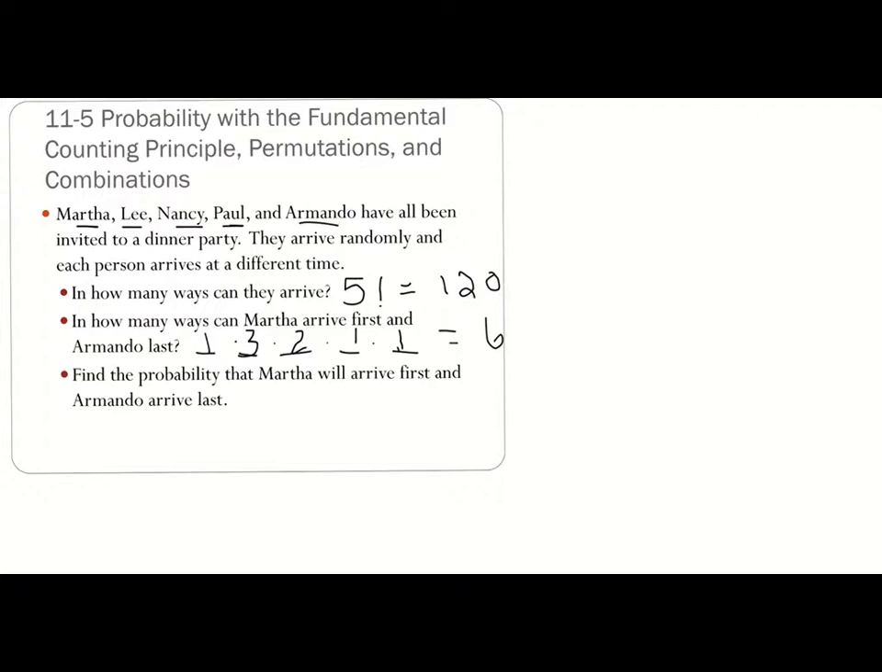Now they want us to find the probability that Martha will arrive first and Armando last. We know that there are 6 ways Martha can arrive first and Armando last out of 120 total different ways. So that's our probability, and if you simplify it, you end up with 1 over 20.